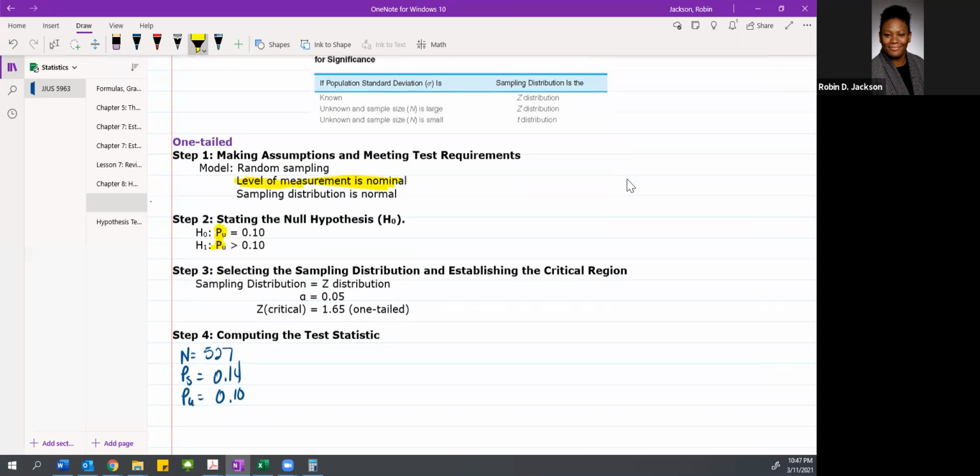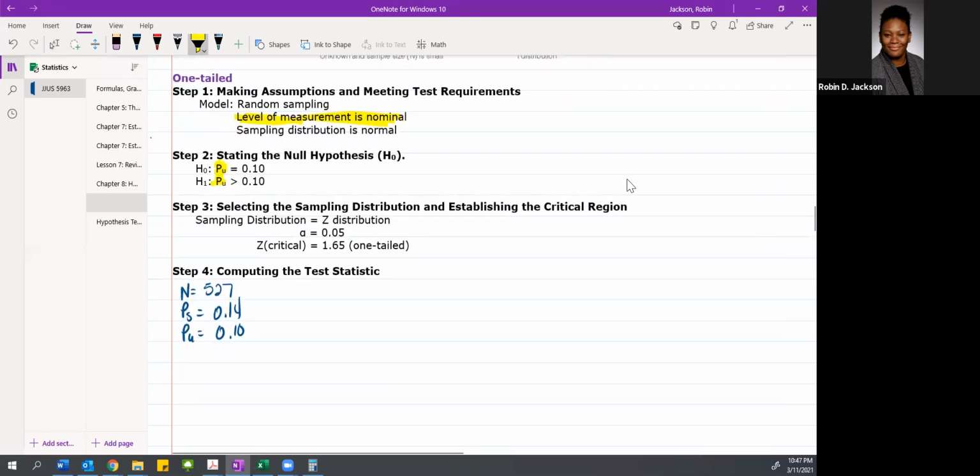Now, the next step, step 3, selecting the distribution. You can kind of cheat on this when it comes to proportions. At least for chapter 8, we'll never have a hypothesis test with a proportion where it's a small sample. The samples are always going to be considered large.